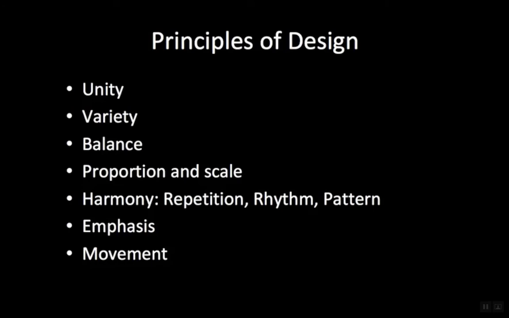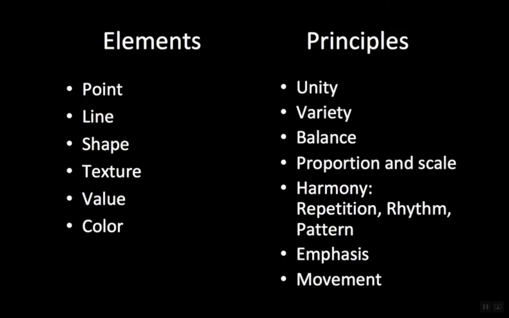Unity, variety, balance, proportion and scale, harmony, repetition, rhythm, and pattern, or rhythm, repetition, and pattern can be sort of lumped under the category of harmony. We also have emphasis and movement. And here are the two lists side by side, so you can see how they differ. It should be noted that often, depending on the book to which you're referring, these lists will grow and shrink slightly, but the terms listed here are useful and relevant to our course.